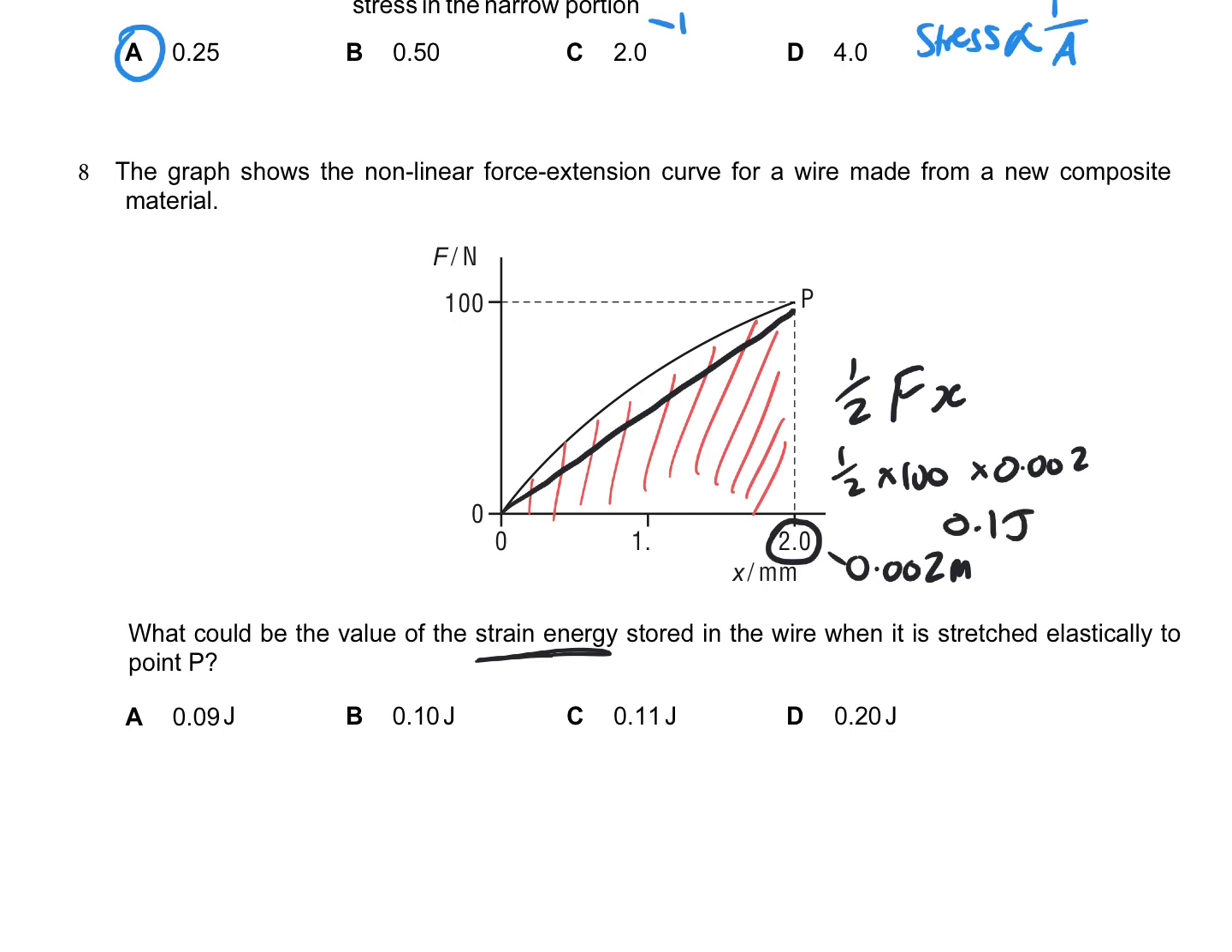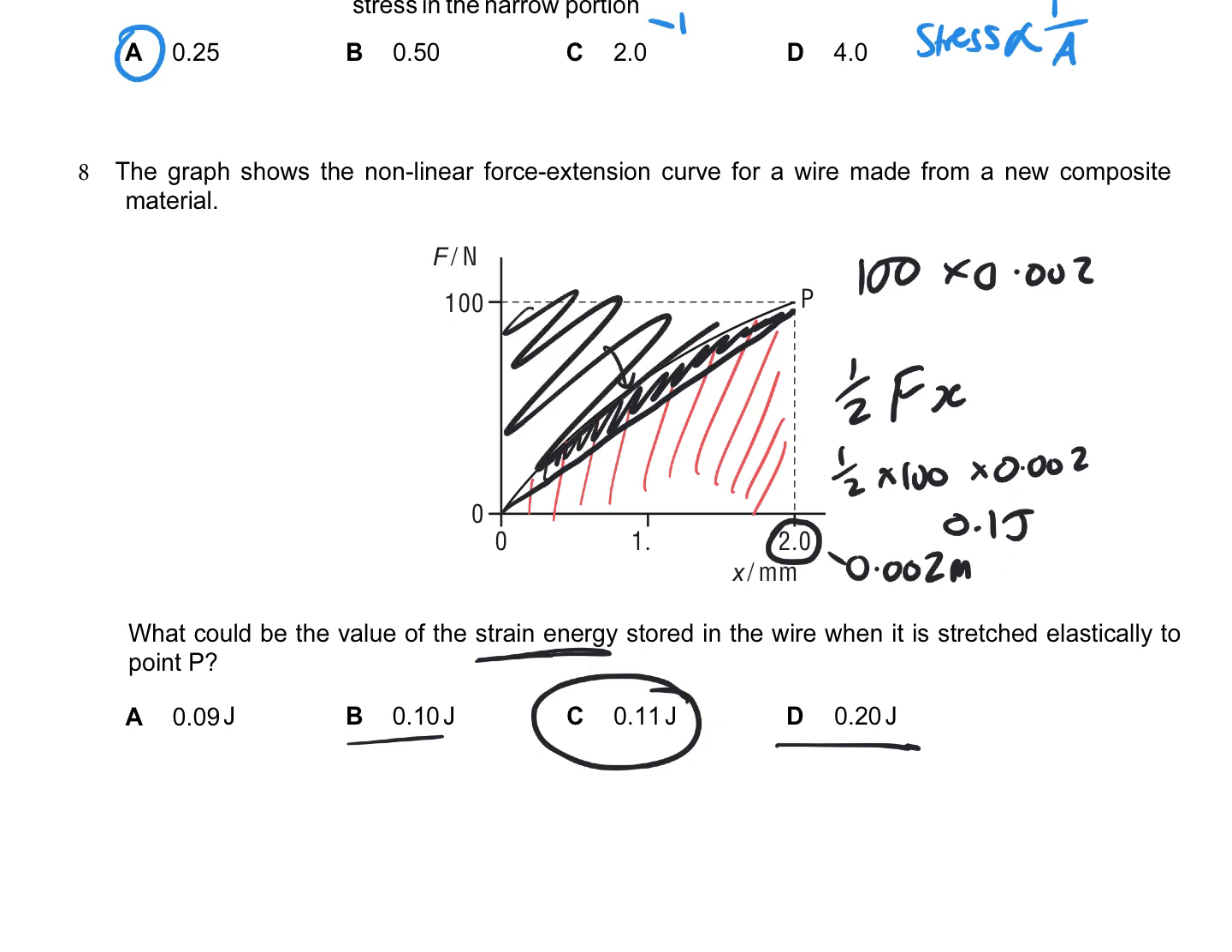So you might be tempted to go for B at this stage, but the key idea is that there's a little bit more that we haven't taken into account from our triangle, this area here, which would mean that the value is slightly larger. So the answer is going to be C. We know it's not D, because that would be the area if we didn't half it, if we just did 100 times 0.002, so that would be as if this whole part was under the line, which it isn't. So we know it's not that large, so the answer is C.